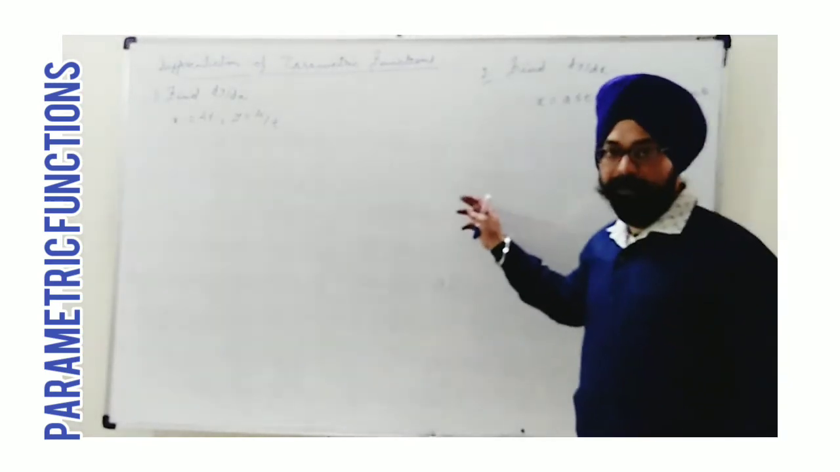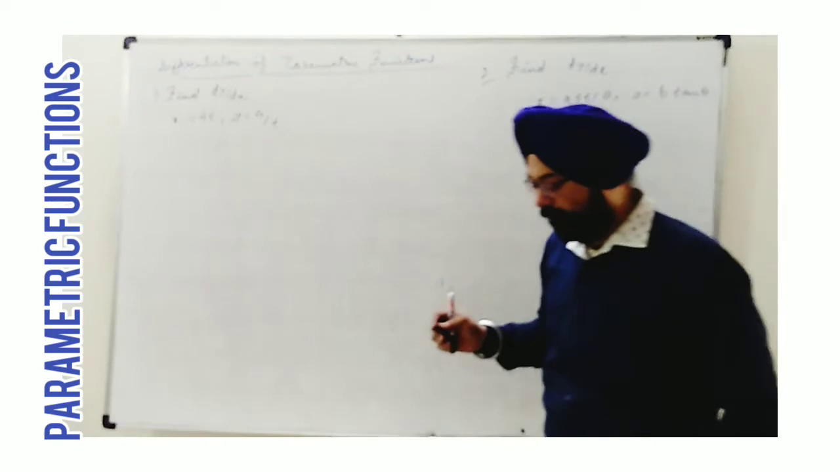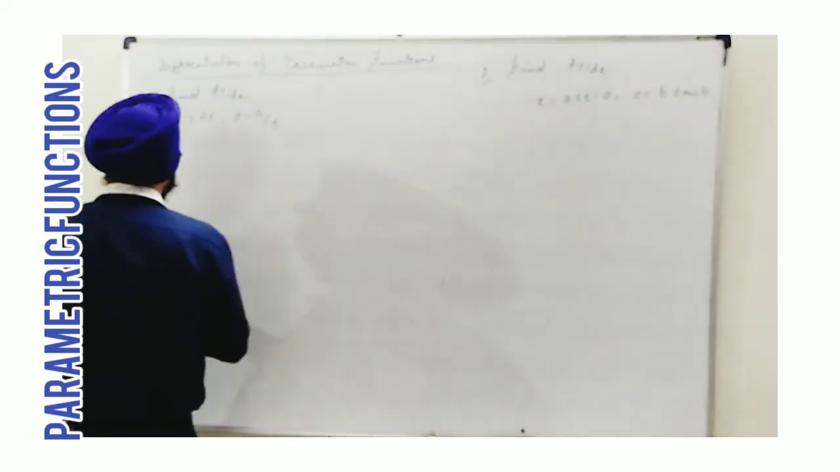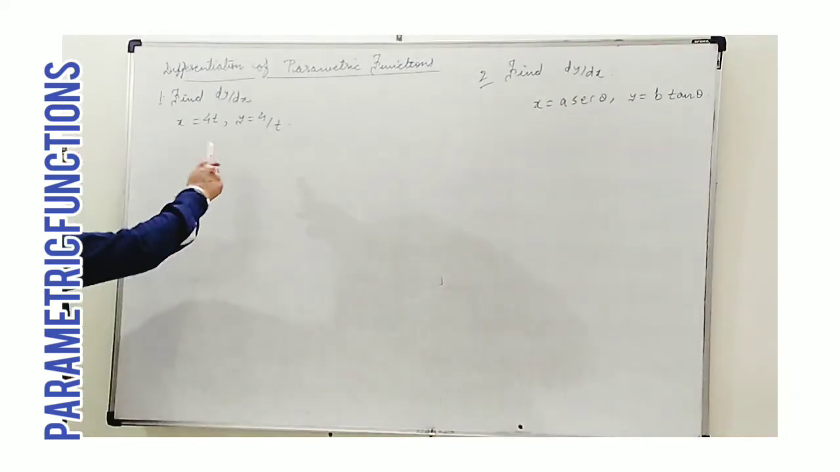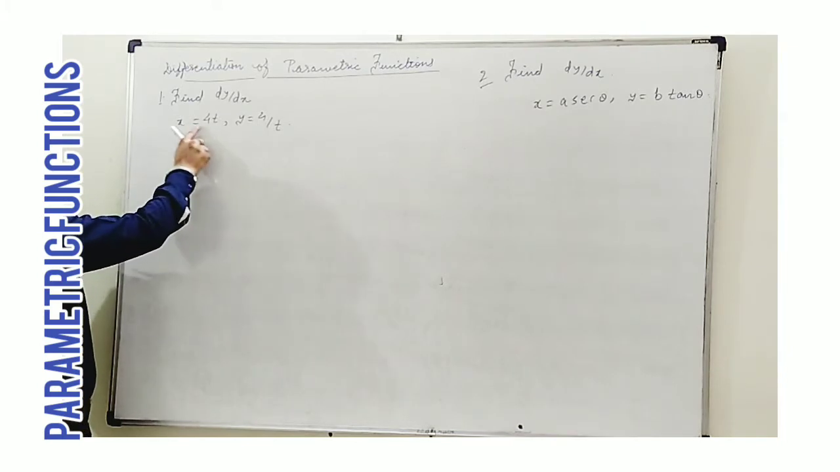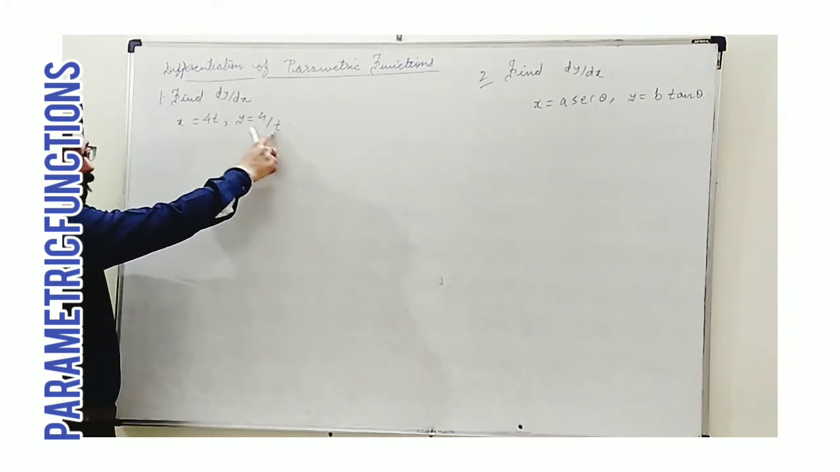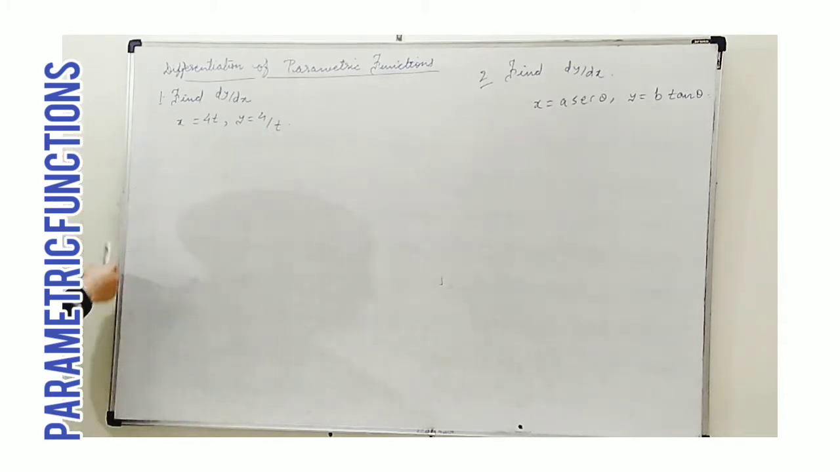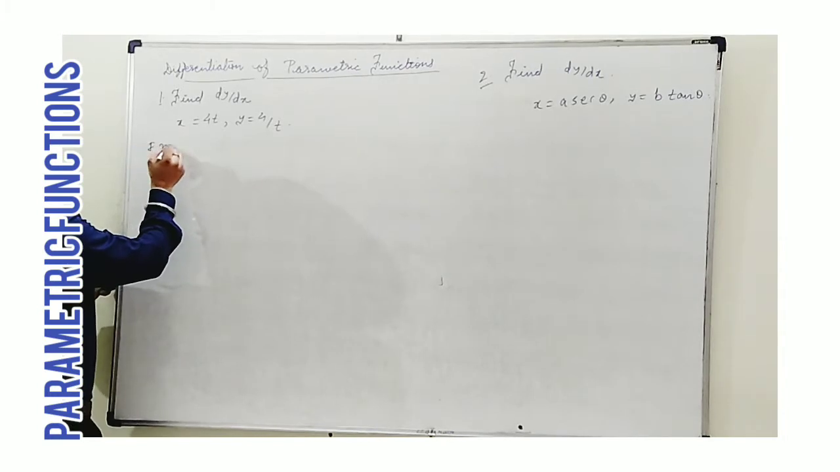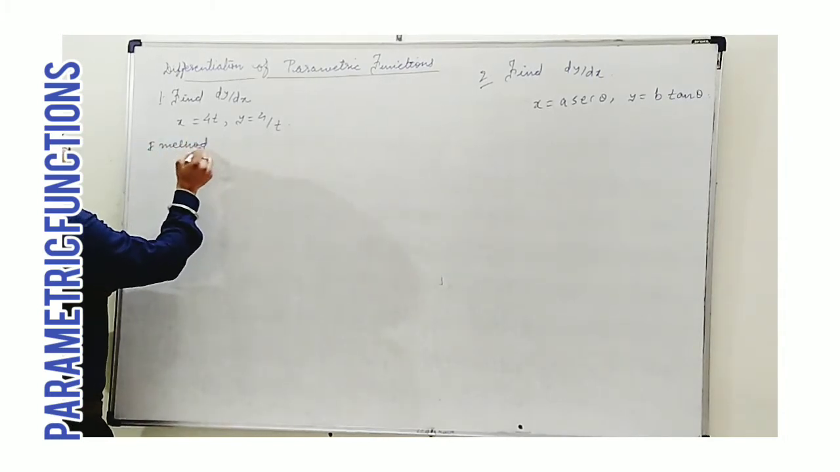In the beginning, I have taken two examples. The first one I consider a very simple example. We need to find dy by dx when x is given as 4t and y is given as 4 divided by t. Understood? t is the parameter here. So, what happens? The first method, I am going to explain, is how to find it directly.